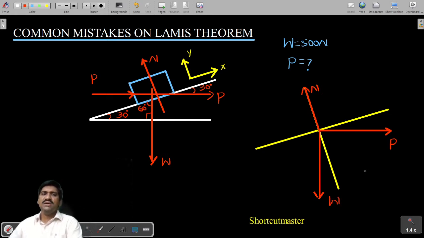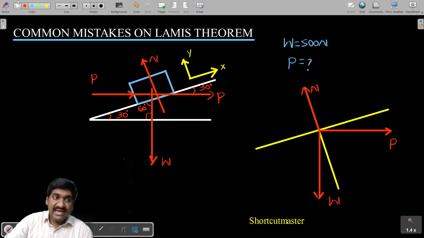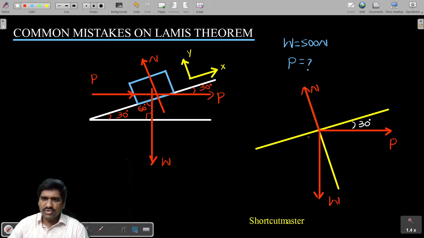This is a picture. Okay. Now, let me place the angles clearly. So, this is the problem with the angles only. Just try to understand. So, this becomes an angle of 30 for sure. And this becomes an angle of how much? 60 with the incline. This is the case.